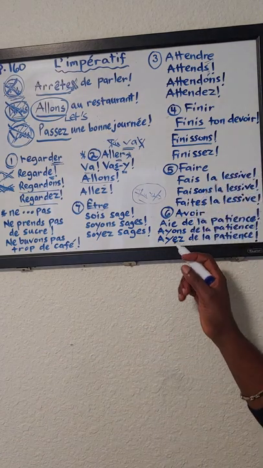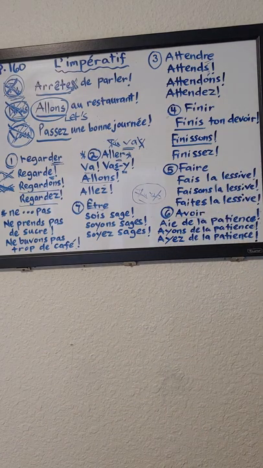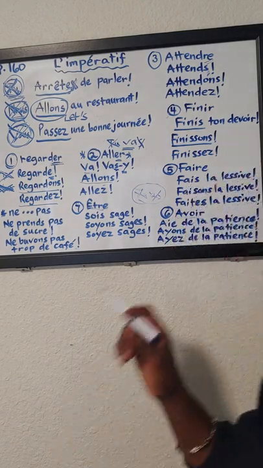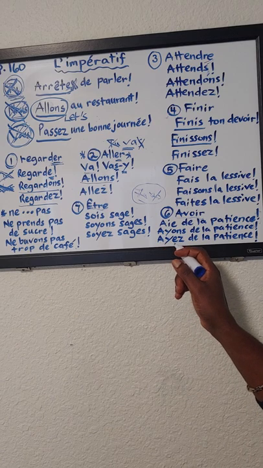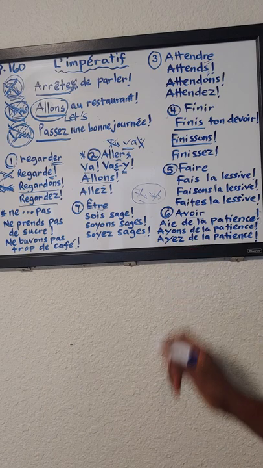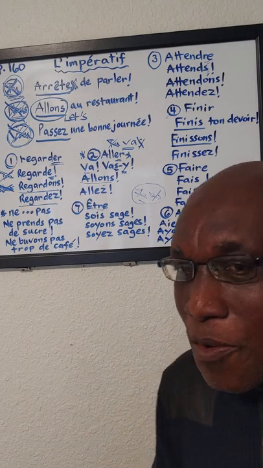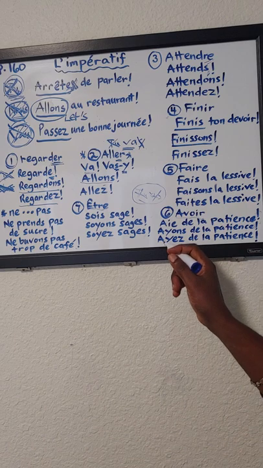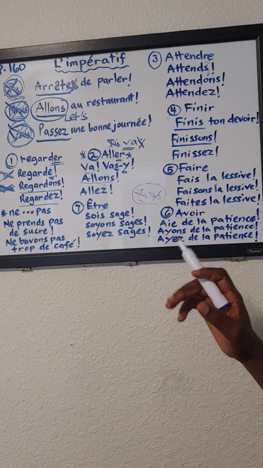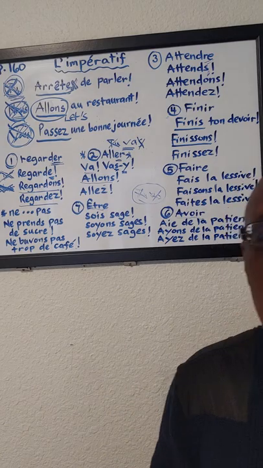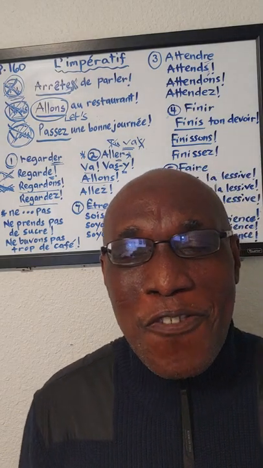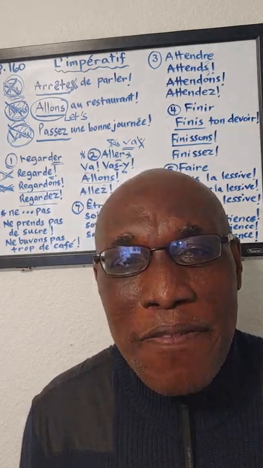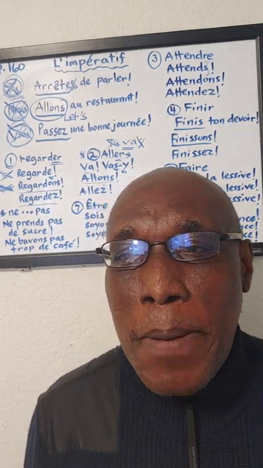Très bien. And then the formal you form will also be irregular, right? We will not use the verb form avez. It will be ayez la patience. Ayez la patience. Alright? Have patience. You are being respectful. Formal, you see. Ayez de la patience. Have some patience.